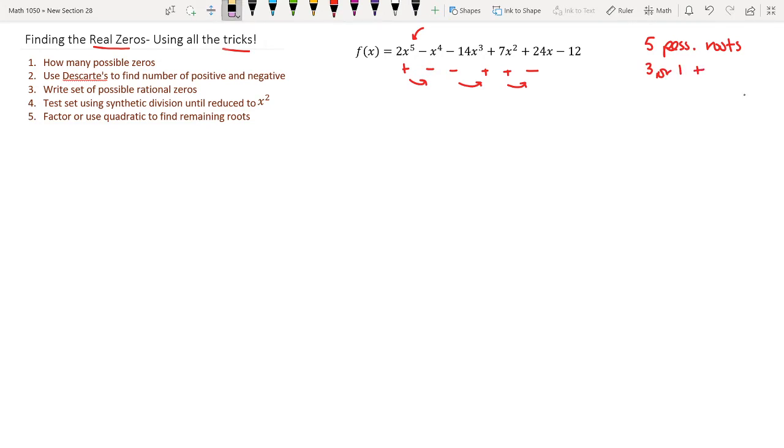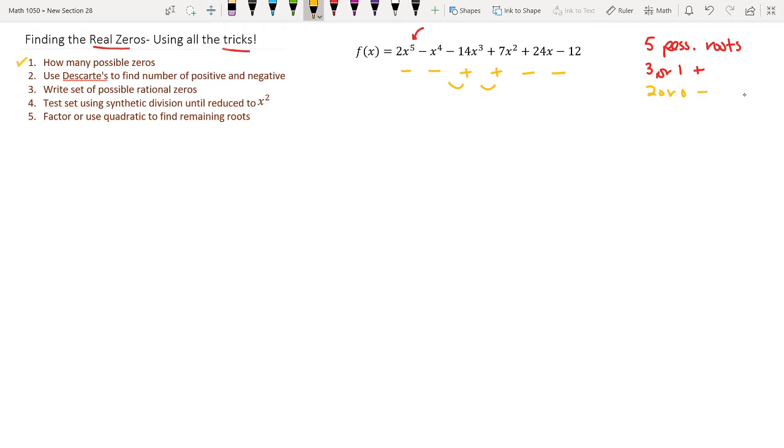And then I'm going to go ahead and do that same thing, but I'm going to change the signs. Remember that if I put a negative into the odd exponent, it's going to change it. So it's going to go from positive to negative. The even one stays, from negative to positive. The even one stays, then negative, negative. So I've got 1, 2 changes, so I can have 2 or 0 negative roots.